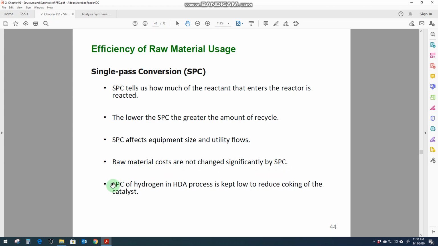and it will not affect the cost of the raw material. Okay, single pass conversion of the hydrogen in the HDA process is kept low to reduce coking of the catalyst. Now here in the single pass conversion, you also have to keep in mind the catalyst working. Okay, so we just want to keep the catalyst bed active and reduce the coking on the catalyst. So in that particular case, we need to keep the hydrogen concentration low around the reactor.